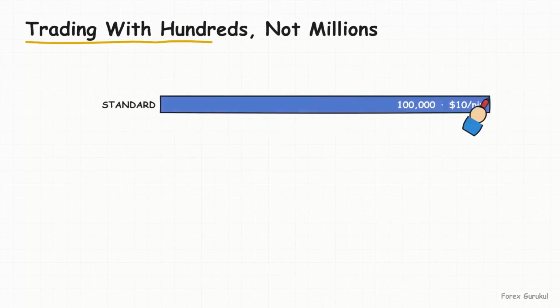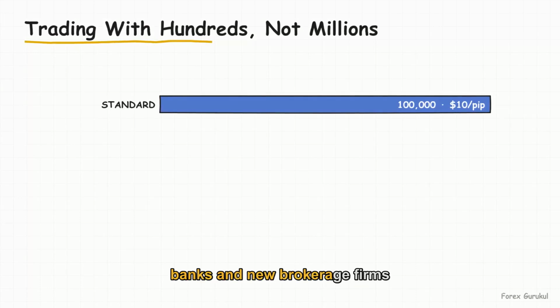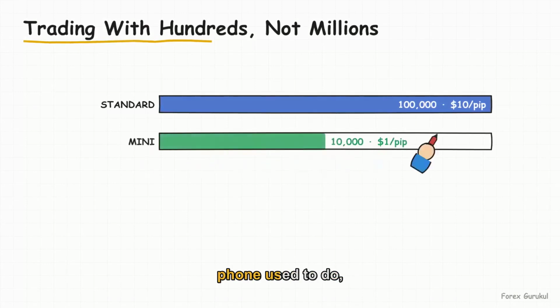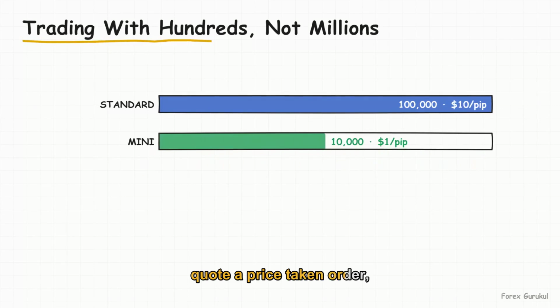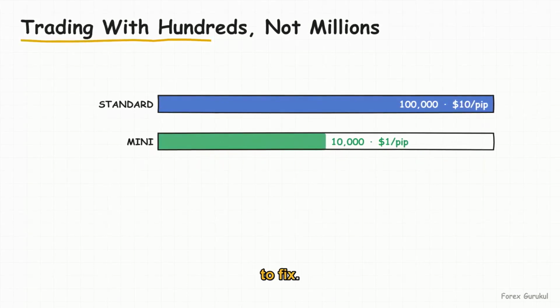The internet. Through the 1990s, as home internet spread, banks and new brokerage firms realized they could build software that let a screen do what a banker on a phone used to do, quote a price, take an order, show a chart. But quoting the price to the public was only half the fix.